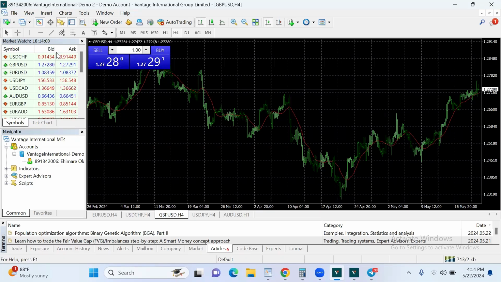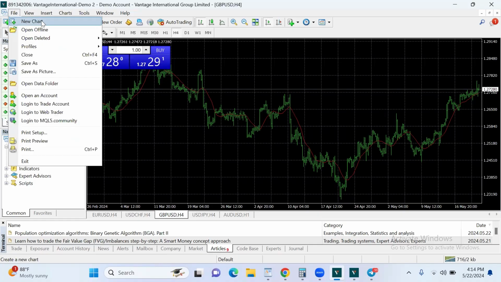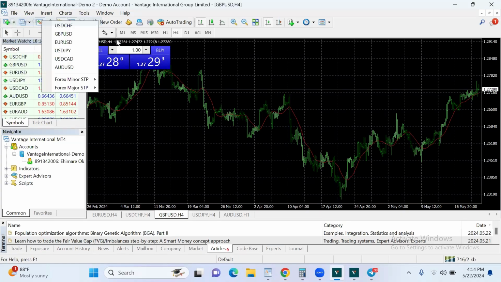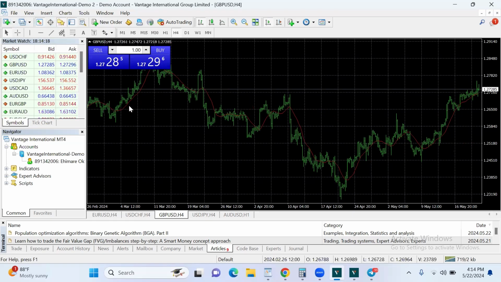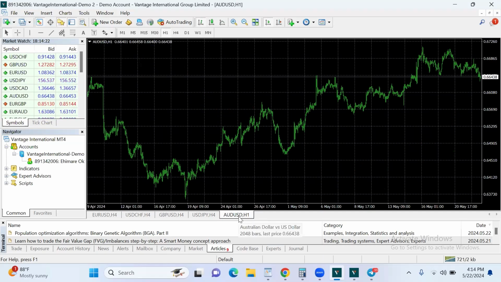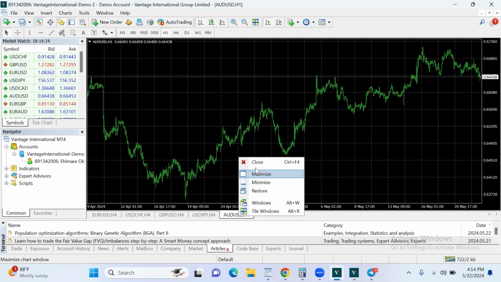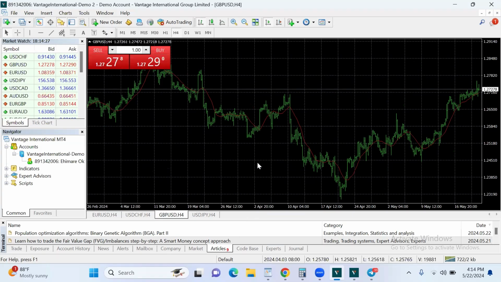Now, there's something I did just now where I added this chart, AUD USD. The way I did it was I went to profile, clicked on new charts, and it asked me which one I want to pick. I picked AUD USD. The other way to do this, if I delete this AUD USD now, is I right click on it and click on close. So I close the AUD USD, but let me add it in another way now.